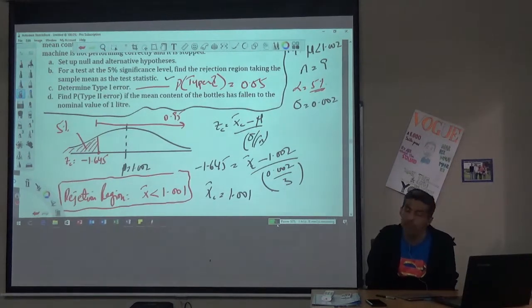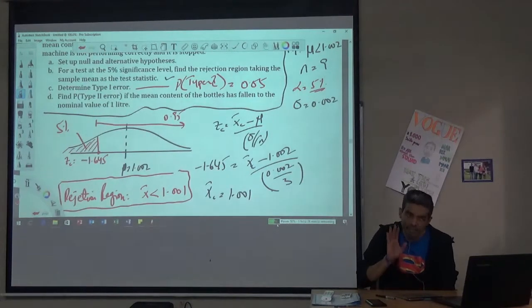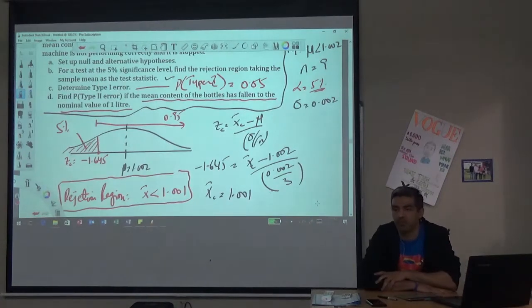Okay. Type 2 error. Now, guys, whenever they will ask you for the type 2 error, they will also provide you with the actual value. Without that, you cannot calculate the type 2 error. Now, see, here he's saying, find the probability of type 2 error if the mean content of the bottles has fallen to a nominal value of 1 liter. That means this is the actual. The actual is 1 liter.